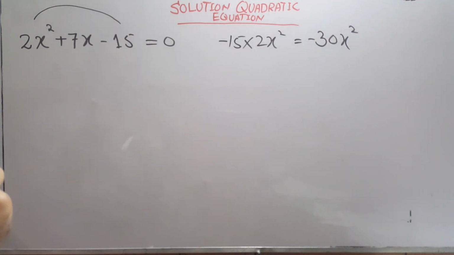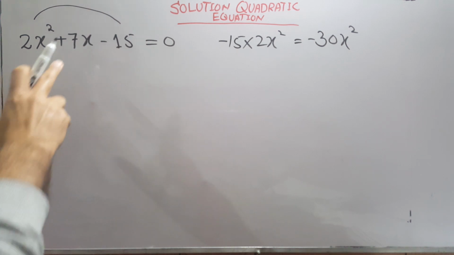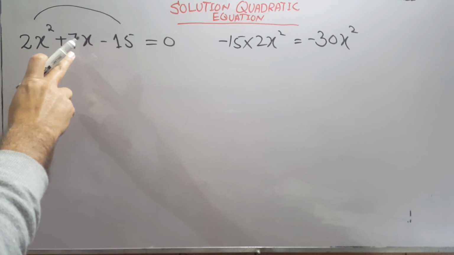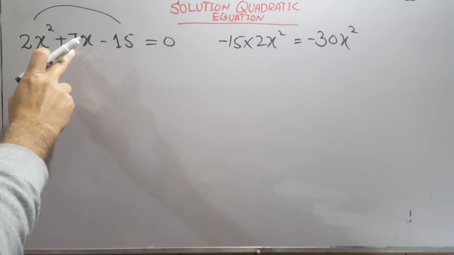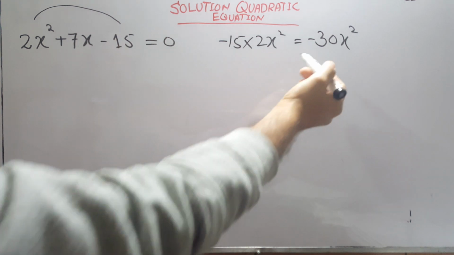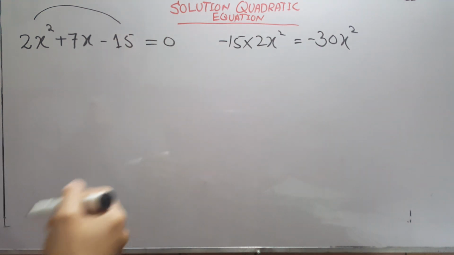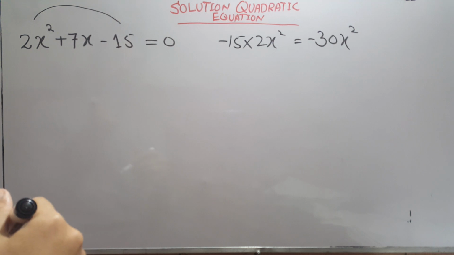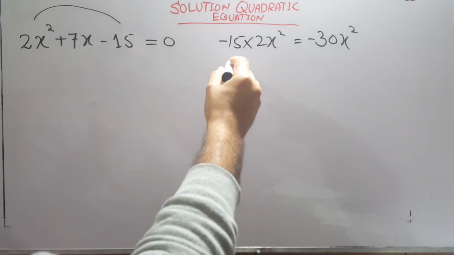Now you have to write down minus 30x squared from the multiplication of numbers which, when you add or subtract, give you 7x. So what you have to do is just write down the factors of minus 30x squared. So let's start from the first one.